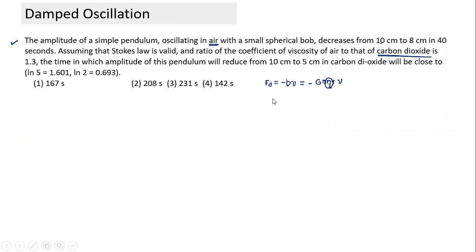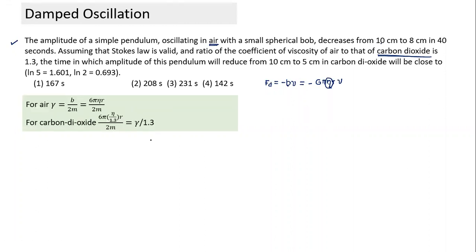Let's see how we solve step by step. So basically for air, and this is for carbon dioxide, what is given here? Viscosity is given. So if this value is eta for air, for carbon dioxide it is eta divided by 1.3. So whatever value of gamma I have for air, the value of gamma in carbon dioxide will become gamma divided by 1.3. That's the only thing we have to take into account. So b will get reduced in a similar proportion and gamma is also reduced in a similar proportion when it is oscillated in carbon dioxide.